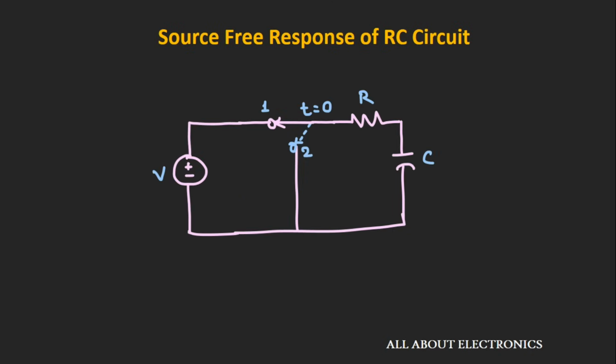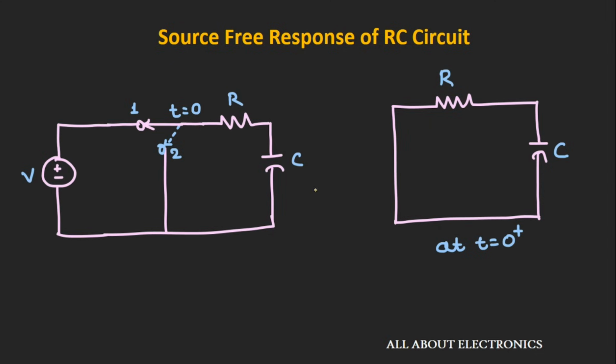So in this circuit the switch is at position number 1 since a long time, and at time t equal to 0 this switch is moved from position number 1 to position number 2. If we see the equivalent circuit at time t equal to 0 plus, which is just after the switch has been moved from position 1 to position 2, then the equivalent circuit will look like this. Now let us say the voltage across this capacitor is Vc.